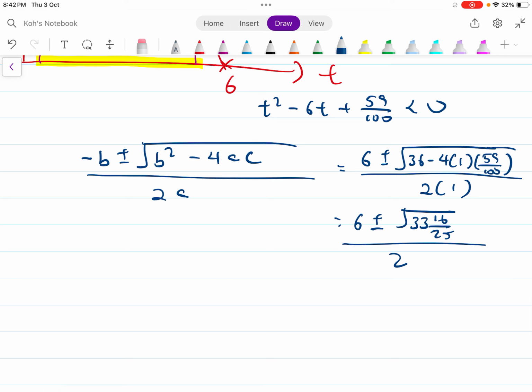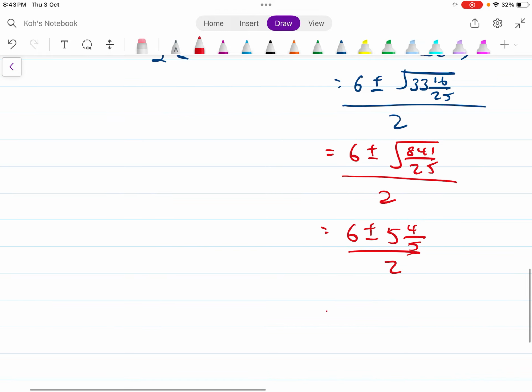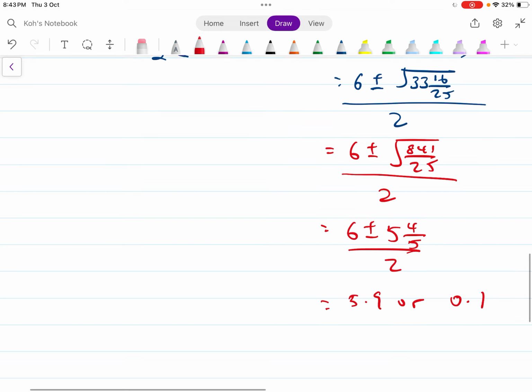So make it into 841. Okay, square root 841. Let's see. I think it's a very nice number. So 6 plus minus square root 841 over 25. Double check. Yeah, correct, over 2. So this will give you square root 841 divided by 25, so it's about 6 plus minus 5 4 over 5, over 2. Let's continue on. So it's 6 plus 5 4/5 divided by 2, which is about 5.9, or 6 minus 5 4/5 divided by 2, which is about 0.1. So that is the solving part.